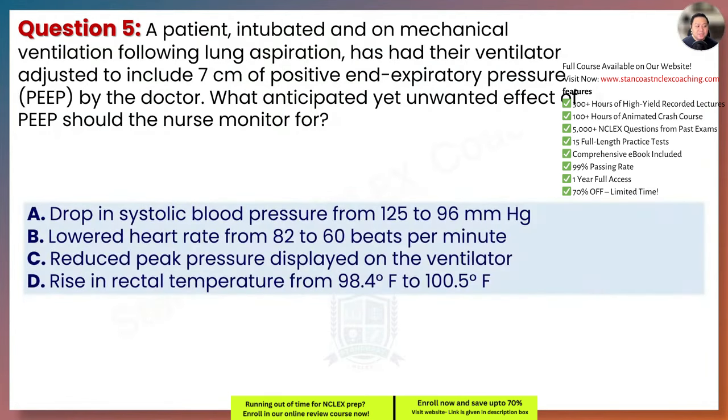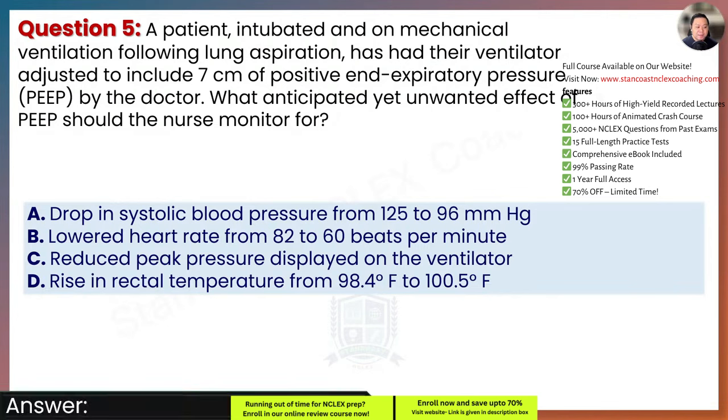Options: A, drop in systolic blood pressure from 125 to 96. B, lowered heart rate from 82 to 60 beats per minute. C, reduced peak pressure displayed on the ventilator. D, rise in rectal temperature from 98.4 to 100.5 degrees Fahrenheit. The answer is letter A.